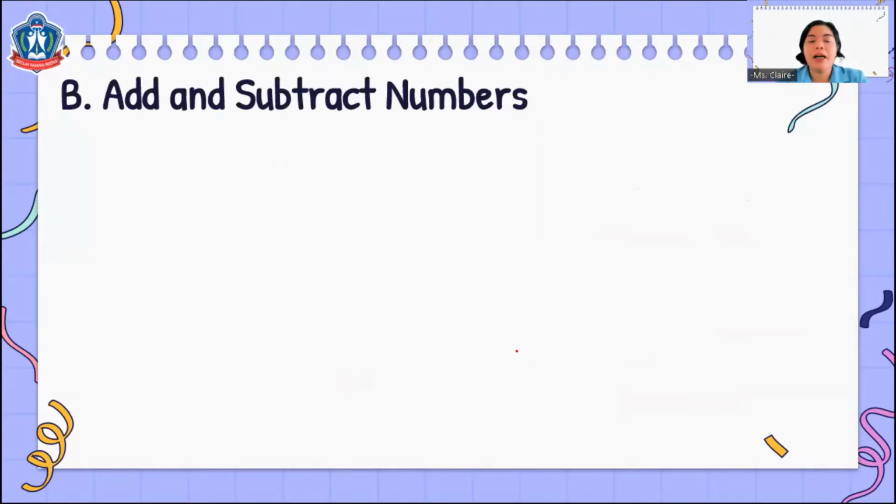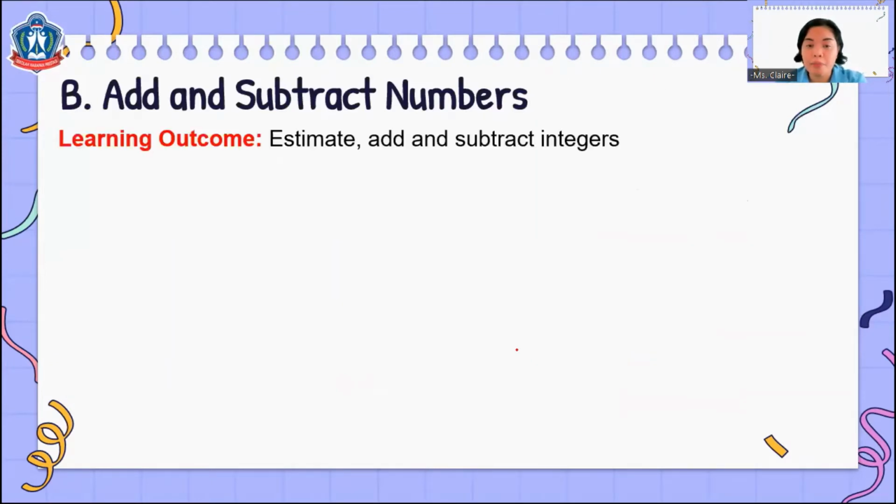Let's study about adding and subtracting numbers. The learning outcome for this lesson is to estimate, add, and subtract integers. Are you familiar with integers? Integers are also called signed numbers. It means we will be dealing with negative numbers and positive numbers and, of course, zero.